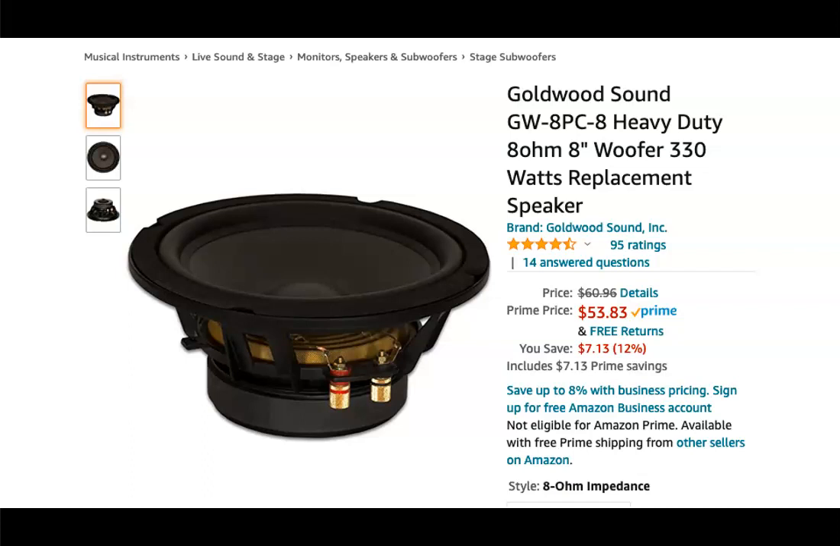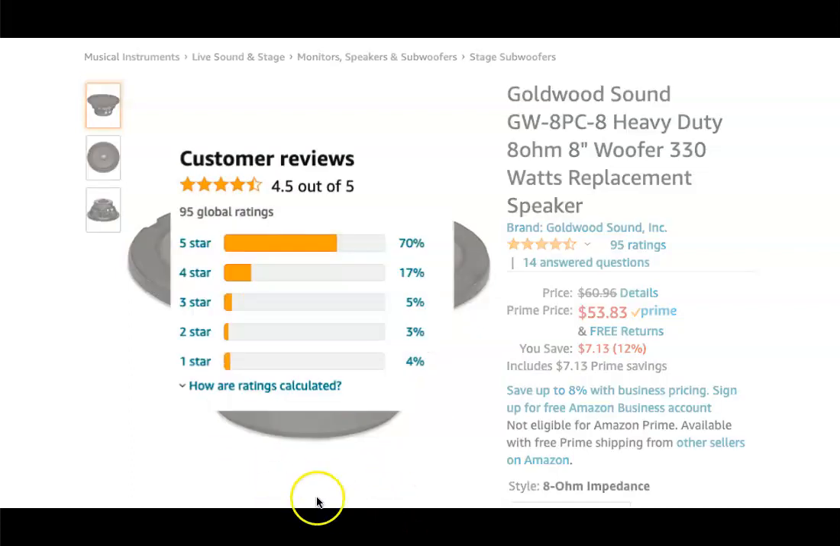So I go to Amazon, I search, I find this, and here's this thing, right? Here's a woofer, it's got all the parts and pieces. So what do I do with this? I've never heard of Goldwood Sound. And I'm trying to figure out, will this work with my speaker? So what do we do? Yes, we look at the ratings, right? So we're going to clue into the ratings.